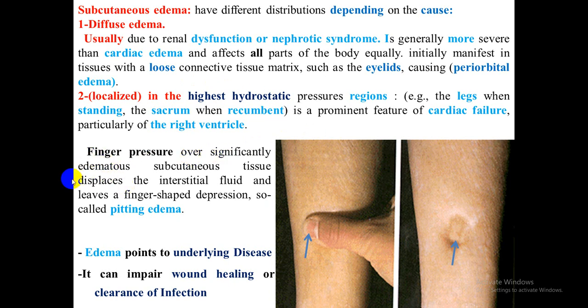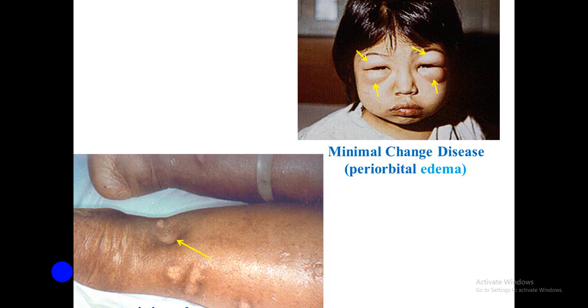Finger pressure over significantly edematous subcutaneous tissue displaces the interstitial fluid and leaves a finger-shaped depression. This is what we call pitting edema. When we apply finger pressure on the affected site, there is displacement of the underlying fluid accumulated in interstitial tissue, so there will be a depression from the finger. Edema points to an underlying disease, and it can impair wound healing and be complicated with infection, because it is a favorable site for infection.